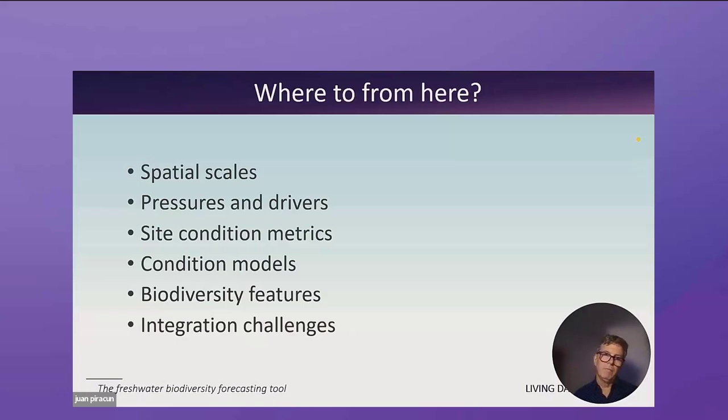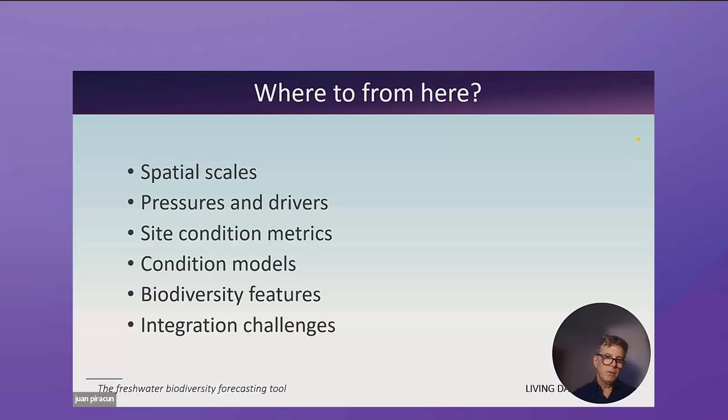Essentially, there's a bit of work to do to sift through all the possibilities, combining global data sets with local data sets to generate the appropriate input data. For site condition metrics, we need to combine different types of measurements into one metric. We've so far only used macroinvertebrates, but that probably provides one view of local freshwater biodiversity.